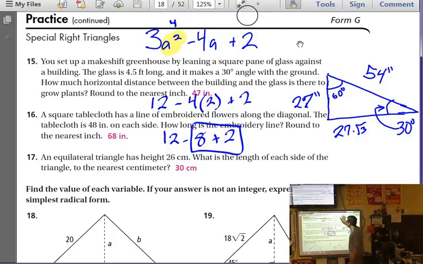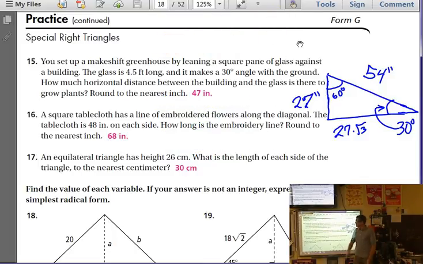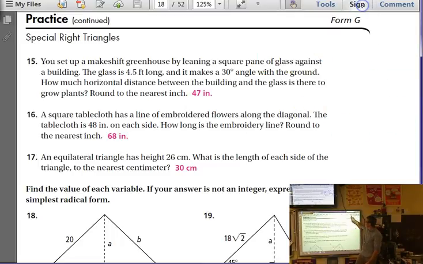I'm so proud. Yay. Nice job, Miss Goldring. She still remembers a little bit of math, ladies and gentlemen.